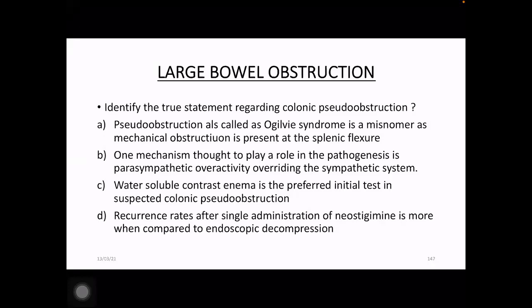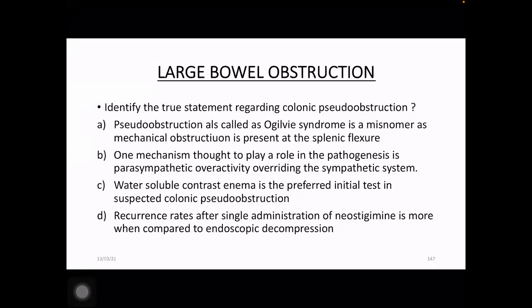Fine. One mechanism thought to play a role in pathogenesis is parasympathetic overactivity overriding the sympathetic system. True or false? False. Parasympathetic overactivity is less in a case of pseudo obstruction. See, parasympathetic overactivity means the patient would have a very hyperactive bowel. So the statement is false.